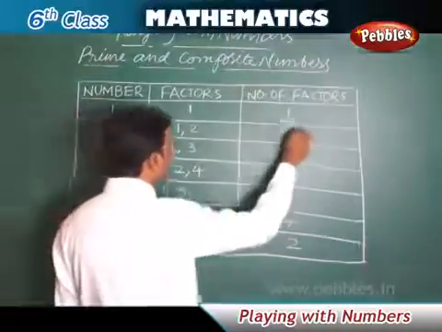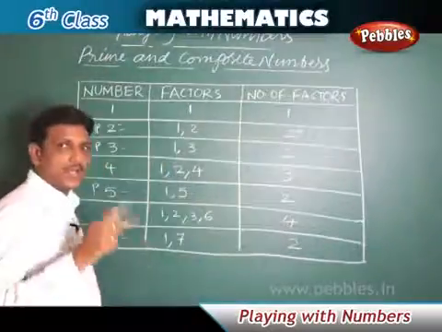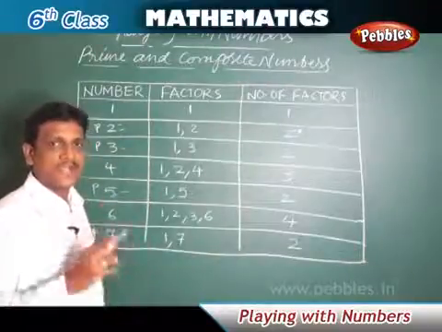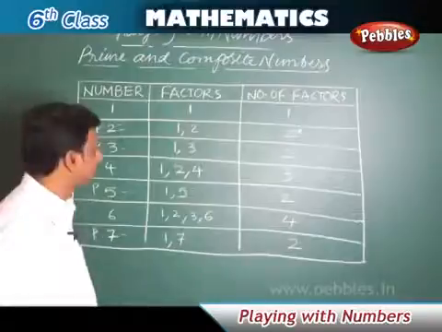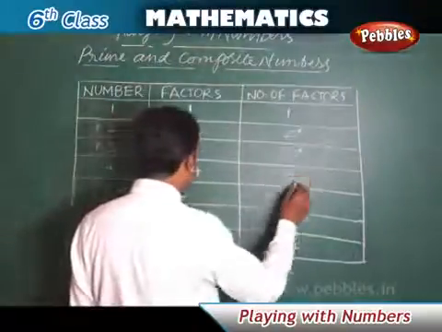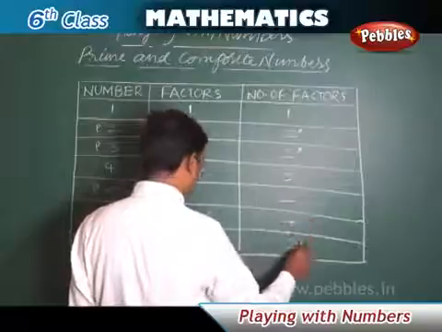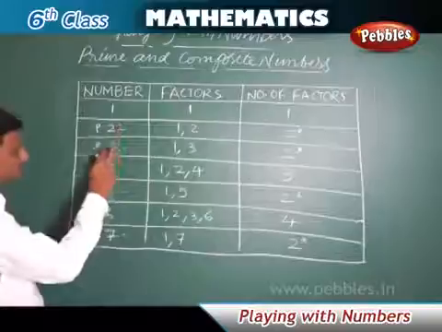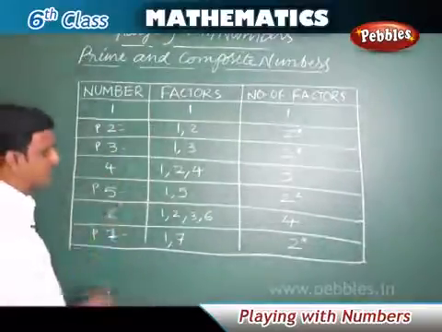A prime number is a number which is having only two factors. Among them, one is 1 and the second factor is the number itself. Such numbers are called prime numbers. So this is a prime number and this is a prime number and this is a prime number. So 2, 3, 5 and 7 are prime numbers.